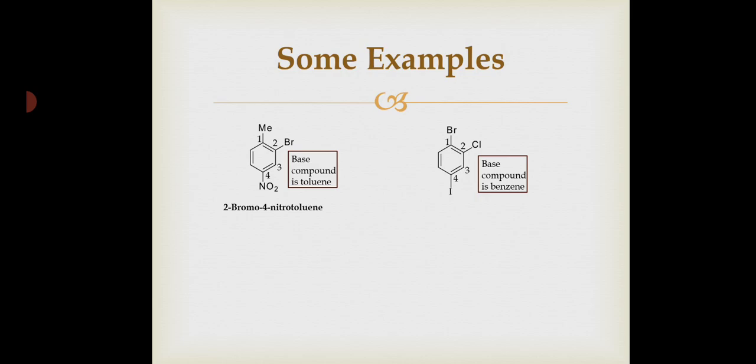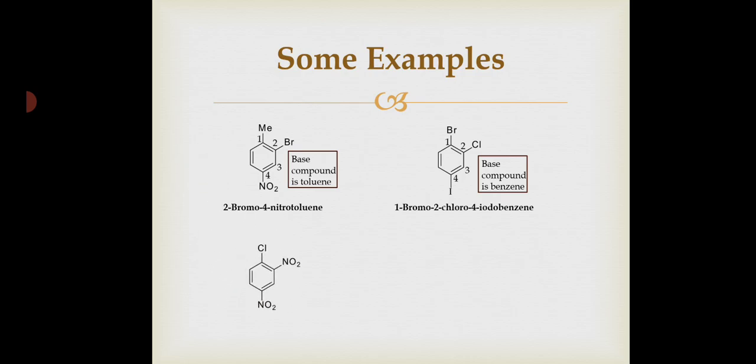And so how will we name this compound? The base compound is benzene. So iodo, bromo, chloro all come in the prefix. So who will get preference? Bromo, then chloro, then iodo. So the name of the compound obviously is 1-bromo-2-chloro-4-iodobenzene.